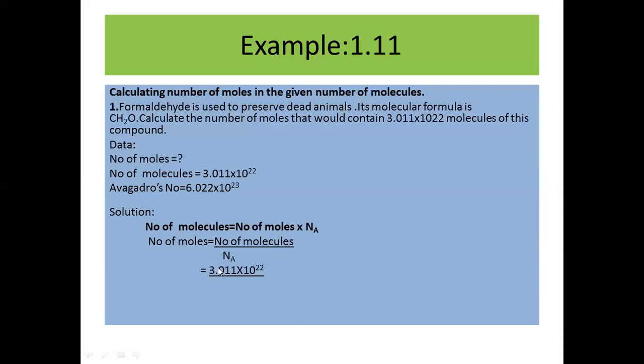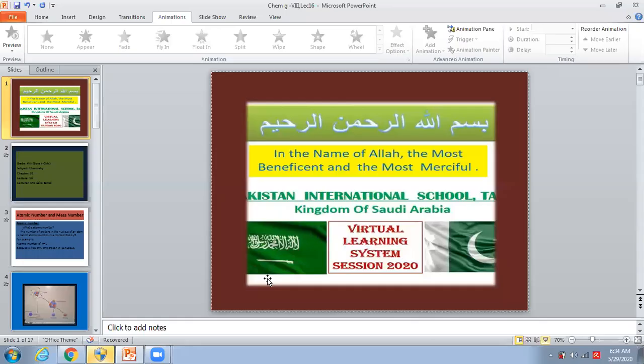By putting the values, 3.011 into 10 raised to power 22 is the number of molecules, and Avogadro's number is 6.022 into 10 raised to power 23. This number is called Avogadro's number. By dividing these two values, the number of molecules over Avogadro's number, we get the answer, which is 0.05 moles. 0.05 moles is the answer.